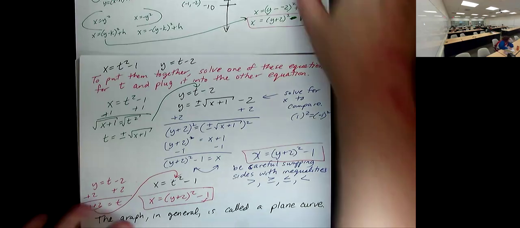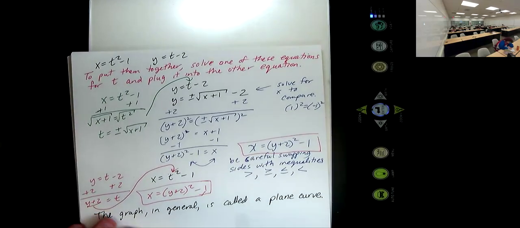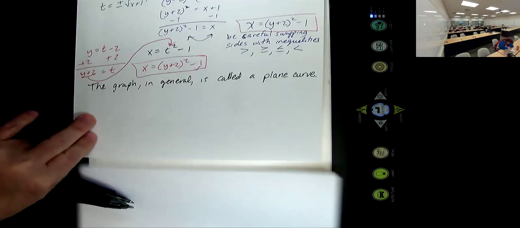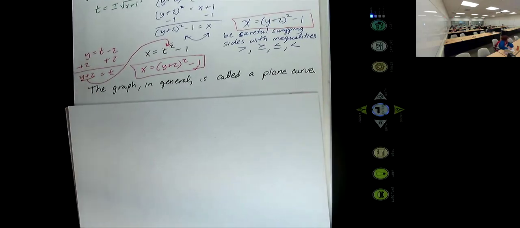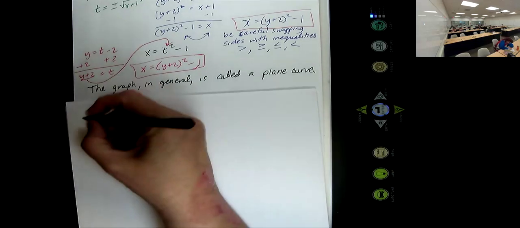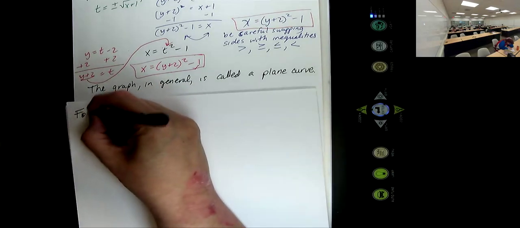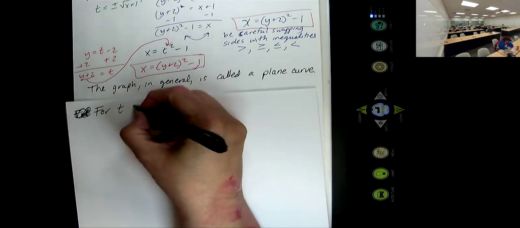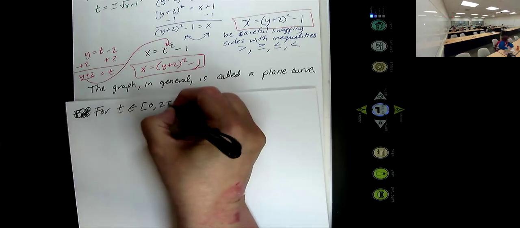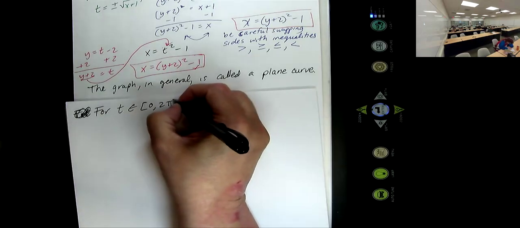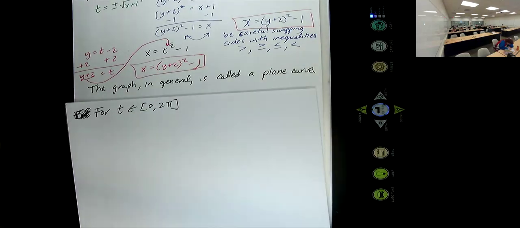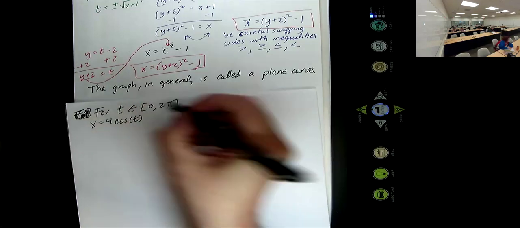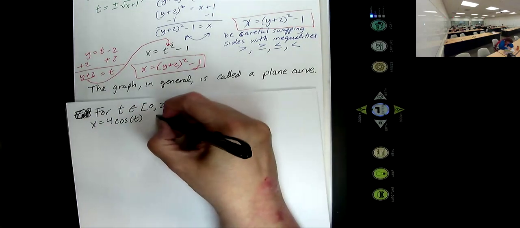You guys ready to do another one? For t in 0 to 2 pi, x equals 4 cosine t, y equals 2 sine t.